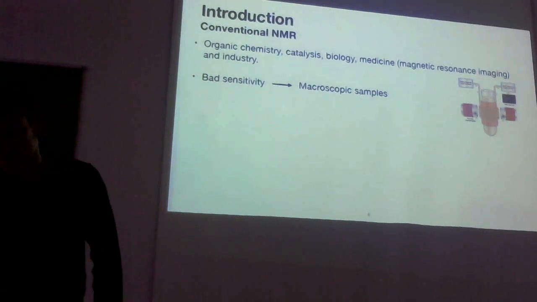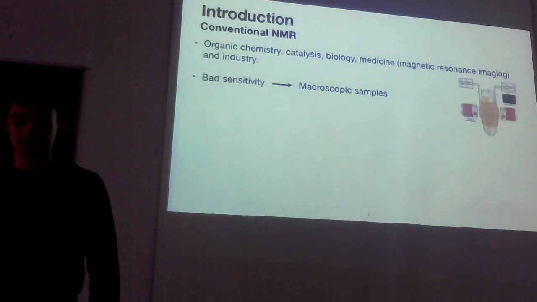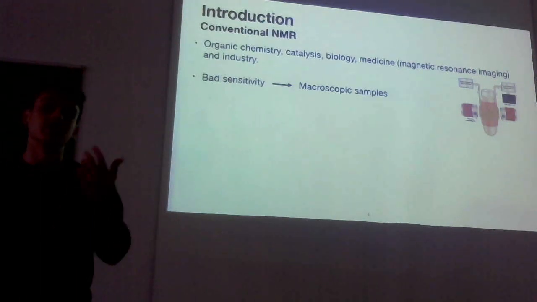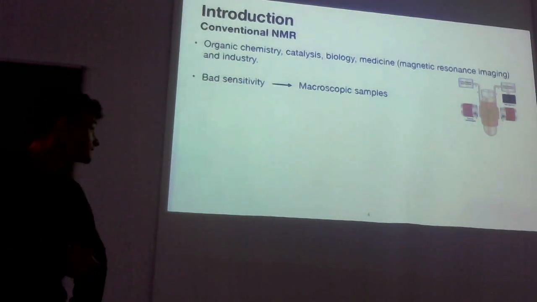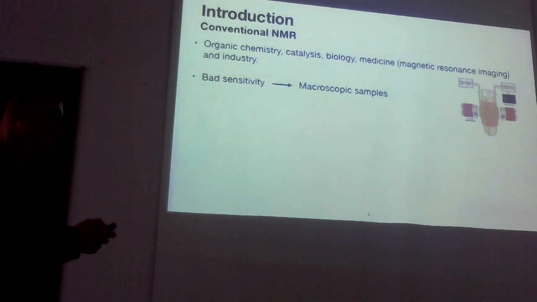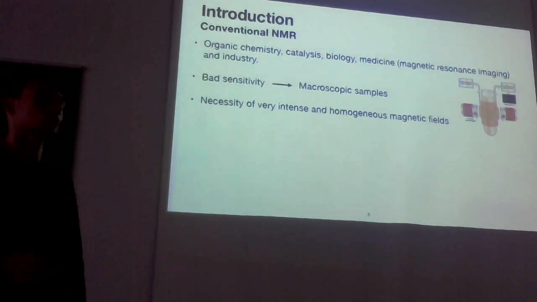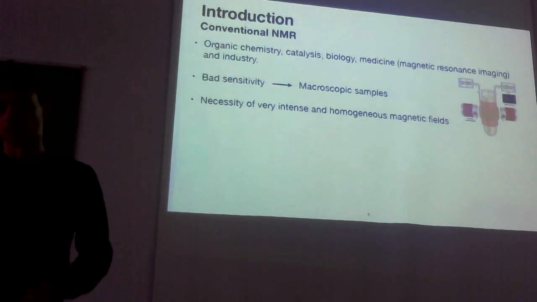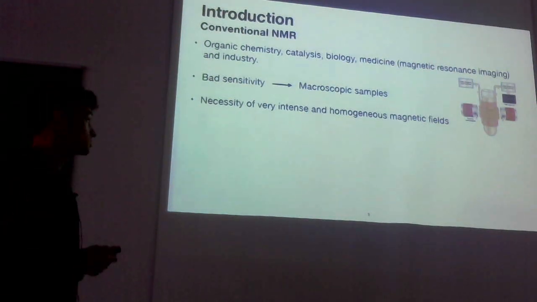This is due to the fact that the technique uses spin polarization as the source of signal. So you have to polarize as much as you can the spins in your sample to get a big signal. But to do that, you have to work at high magnetic fields, and working at high magnetic fields carries some issues. So in the end, the sensitivity is not quite good. You need very intense magnetic fields, and the issue is that these fields need to be very homogeneous for your signal to be homogeneous as well, and experimentally it's quite difficult to do so. So this is one of the main issues of conventional nuclear magnetic resonance.